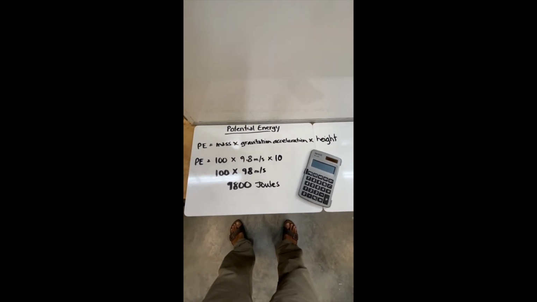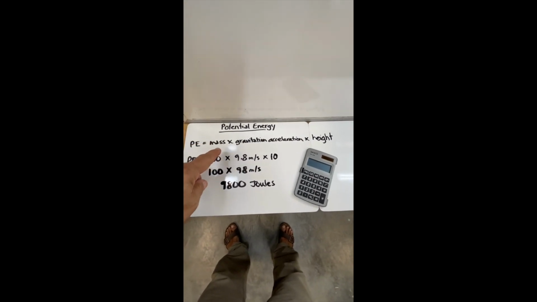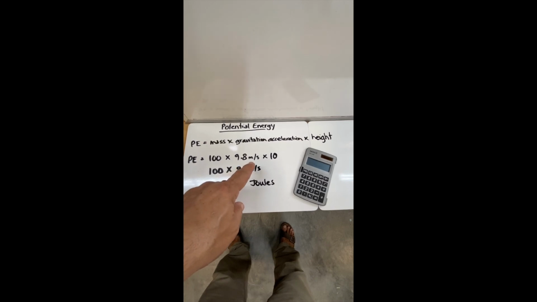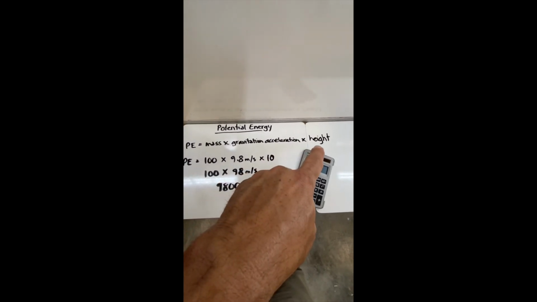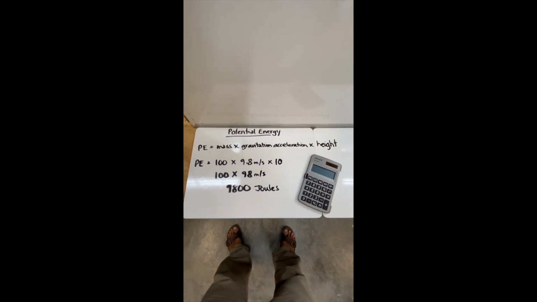So I just want you to see that, just to have some understanding of potential energy, that we are taking the mass times the gravitational acceleration, which is the 9.8 meters per second constant, times the height. And that's what tells us how much energy something has potentially to do work.